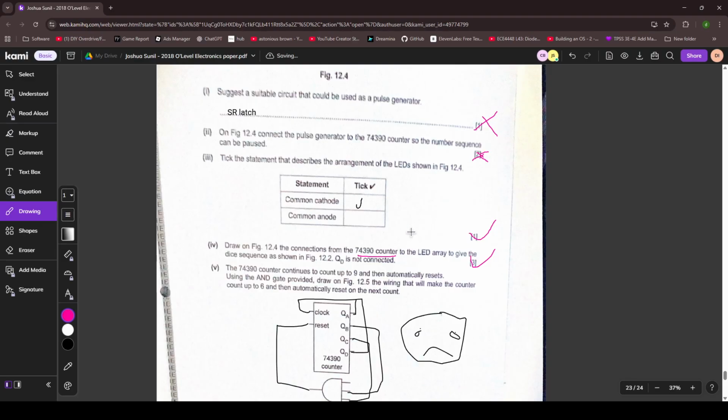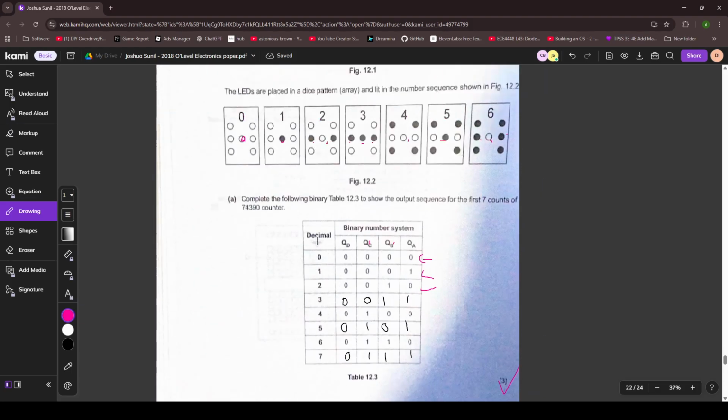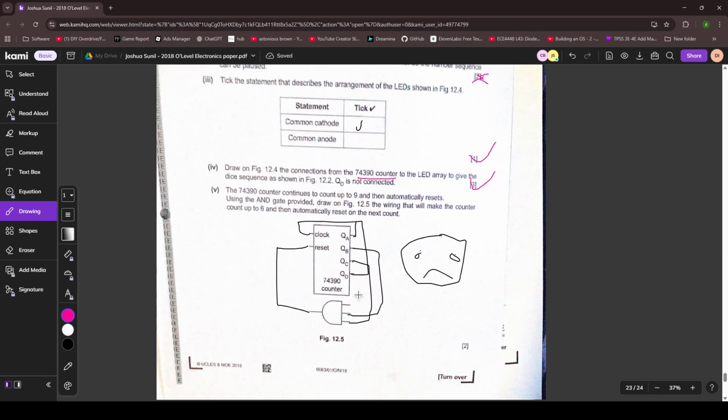The 74390 counter continues to count up to 9, then automatically resets, using the AND gate provided. Where did he give an AND gate, bro? Okay, my bad. Draw on figure 12.5 the wiring that will make the counter count up to 6, then automatically reset. And then you drew a sad face.